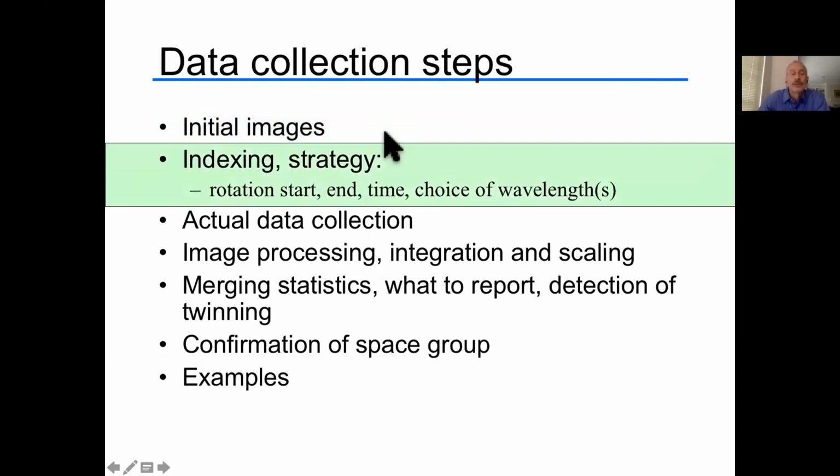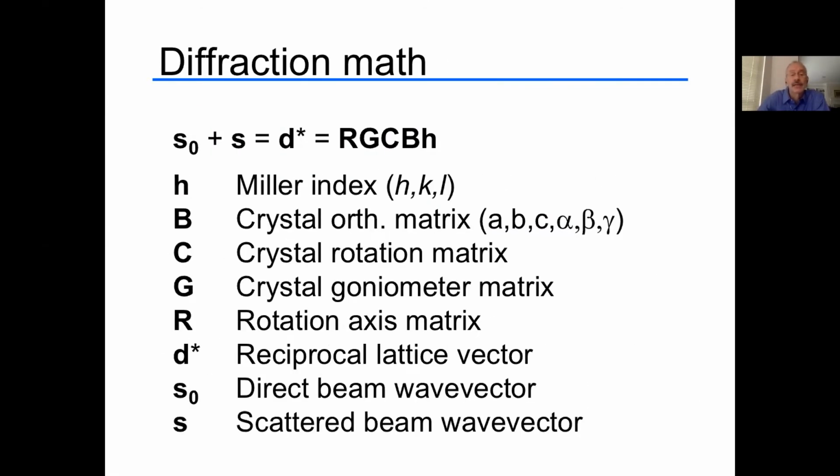And, I skipped ahead, sorry. G is the crystal goniometer matrix. So first of all, C is how the crystal is oriented onto the goniometer. G is how the goniometer motors are rotated. R is the rotation of the crystal during the experiment. D is the reciprocal lattice vector, and S naught and S have been described. So it's all linear algebra. Multiply a 3D vector by 3x3 matrices, and you come out with a vector.